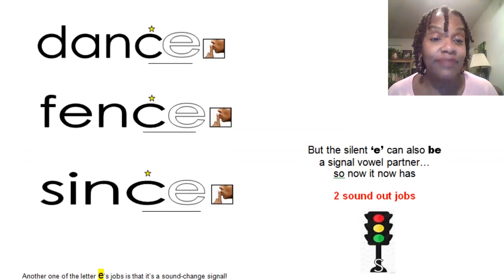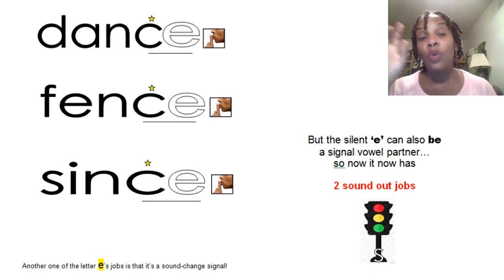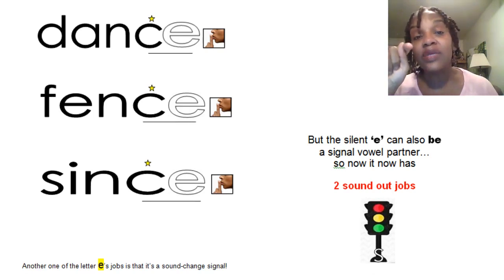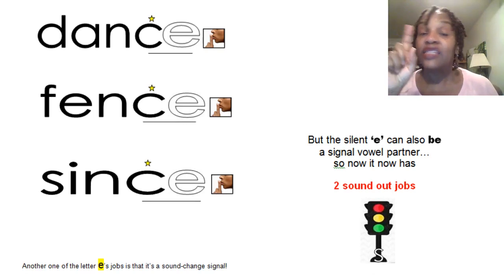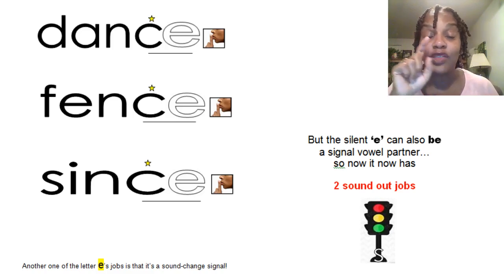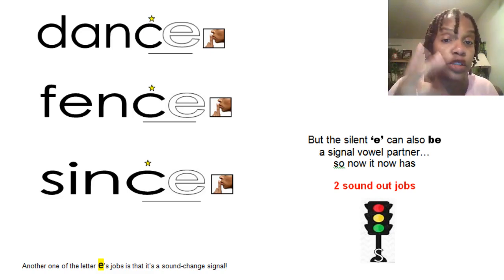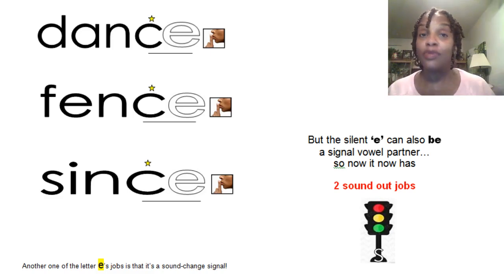Now this letter E, it's also a signal vowel, right? Because whenever you see this letter E and it's following a letter C, that's your signal that there's a sound change. But notice in these three words, the letter E is doing two things. It has two jobs. Number one, it's silent. Number two, it's a signal.